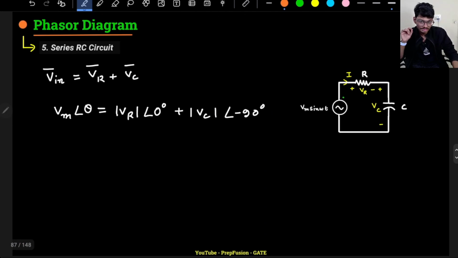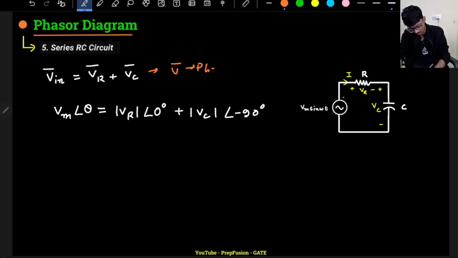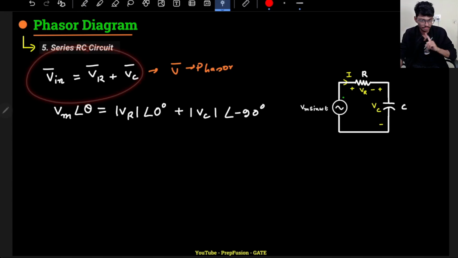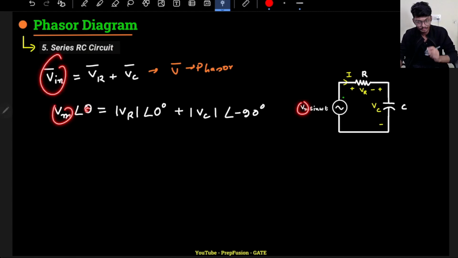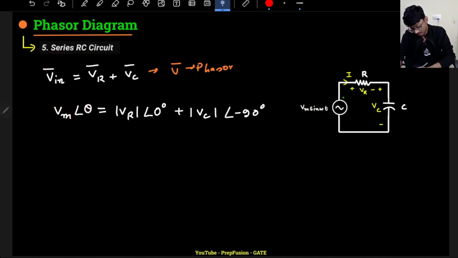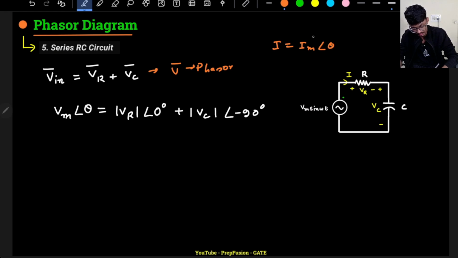Now we will discuss the series RC circuit. Whenever I write a bar like this, it is also a representation of a phasor. That means we are doing phasor addition, not simple algebraic addition. In this case, my Vin is simply Vm angle theta, where Vm I have assumed to be the amplitude. Now what is theta? Basically I have assumed my current to be the reference, so I is equal to Im angle theta, or first of all, I will be some Im sine omega t.